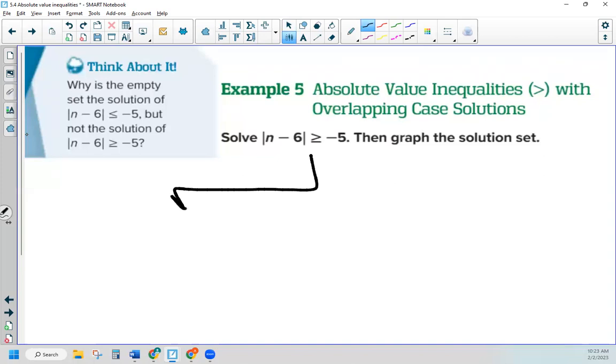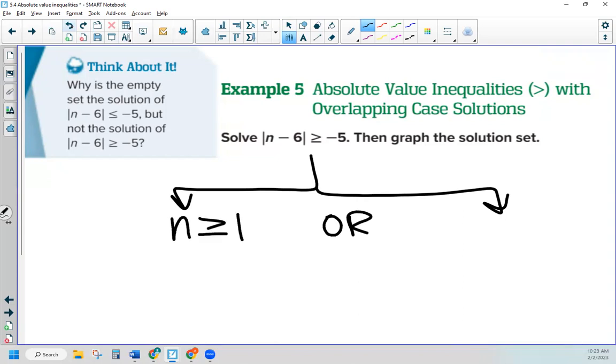Now, once again, I will challenge you to complete this one without the guidance. I'm going to go ahead and provide you with the 2 answers that you should get at the end of it. Go back, check your work if you need to. Now, notice that we're working with a greater than. That means that we are going to have an or set of solutions here. The first is where n is greater than or equal to 1, and the other is where n is less than or equal to 11.